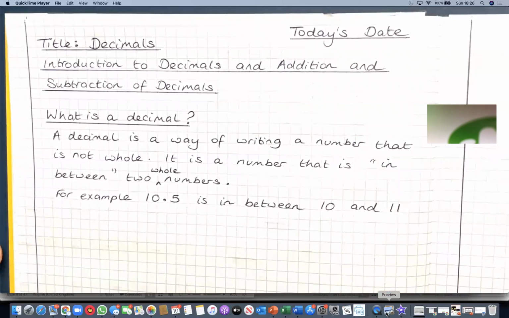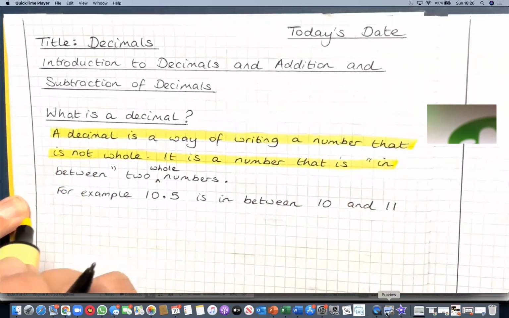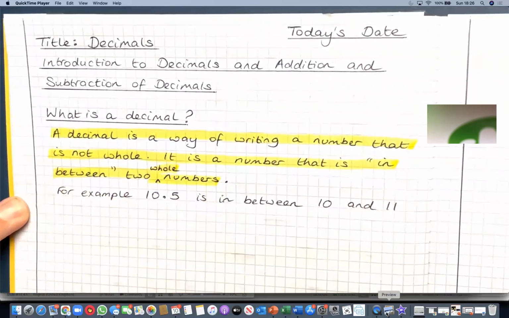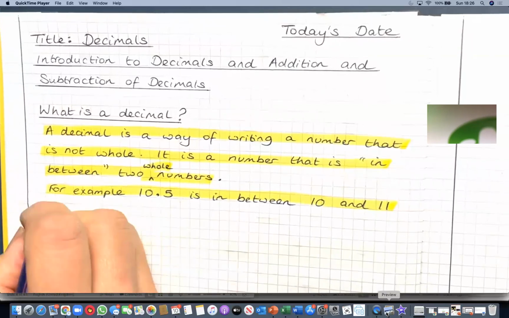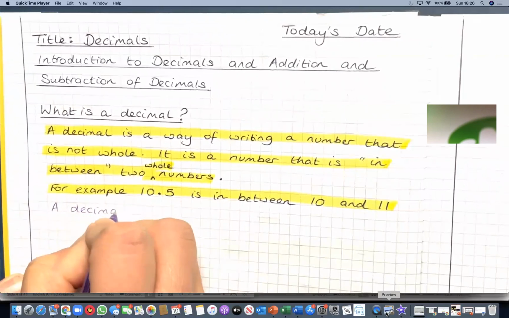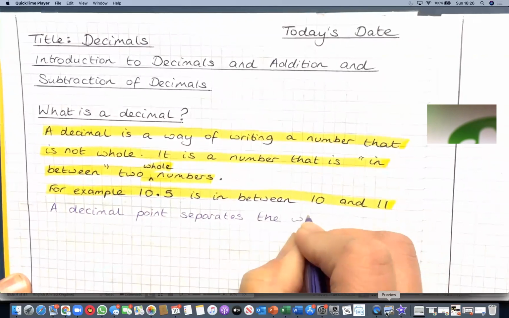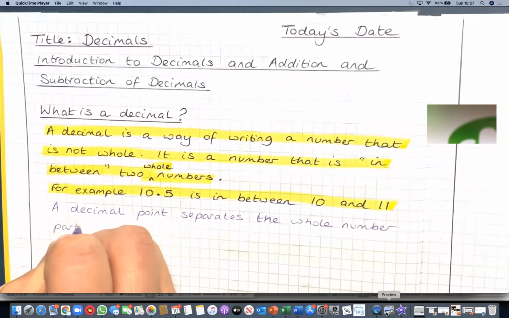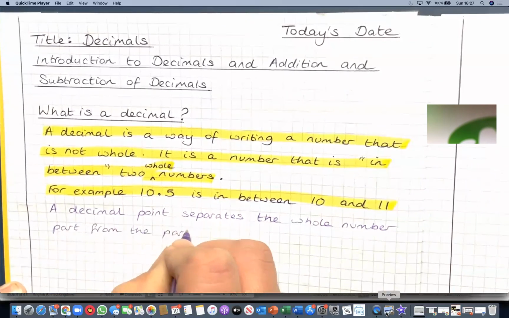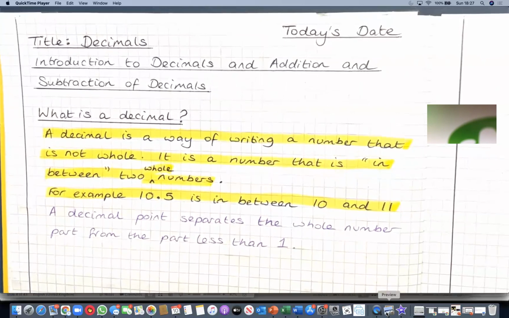I am going to use my highlighter pen just to make that all clear in my book. A decimal is a way of writing a number that is not whole. It is a number that is in between two whole numbers. And there's your example. For example, 10.5 is in between 10 and 11. Okay, so we use a decimal point. Let's get that written down as well. A decimal point separates the whole number part from the part less than 1.